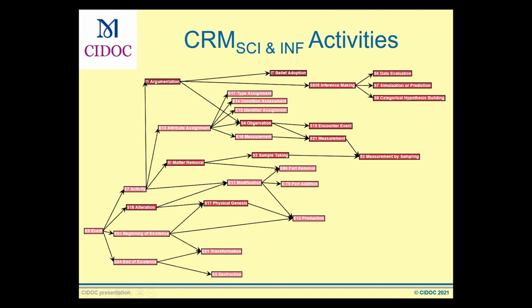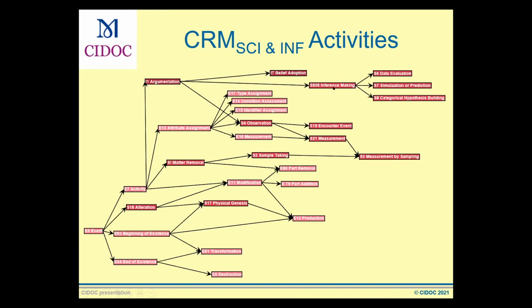Along with observation, we also have other types of argumentation which come in from CRM Inf. So we have belief adoption, where I read an article that somebody else has written and I trust what they say, and I incorporate that into my own beliefs, which is I7.